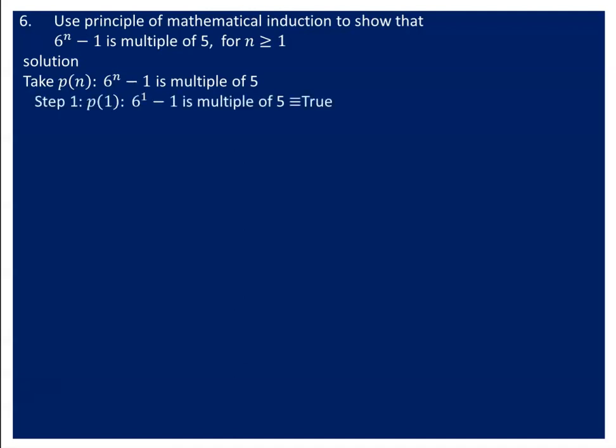So the first step is to check for the first number. Here you are given n to be 1, so let's directly substitute 1 here. As you put 1 in place of n, 6^1 minus 1 is going to come, which is basically 5. And 5 is a multiple of 5. Everyone agrees that this is a true statement, so it holds true.